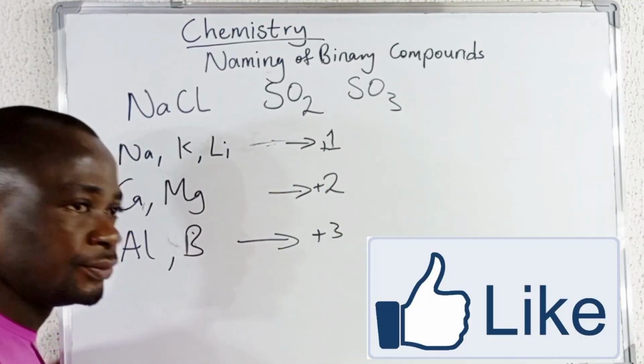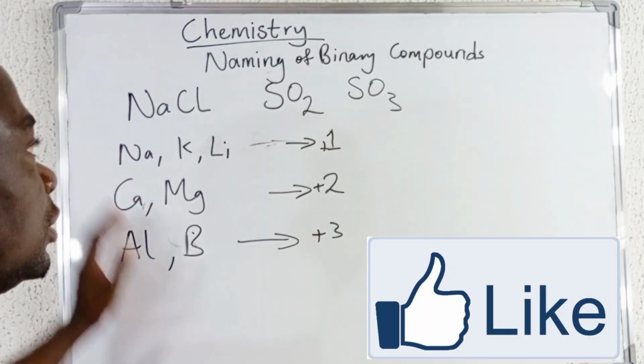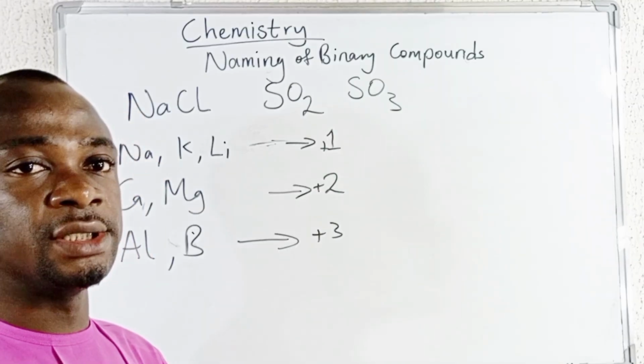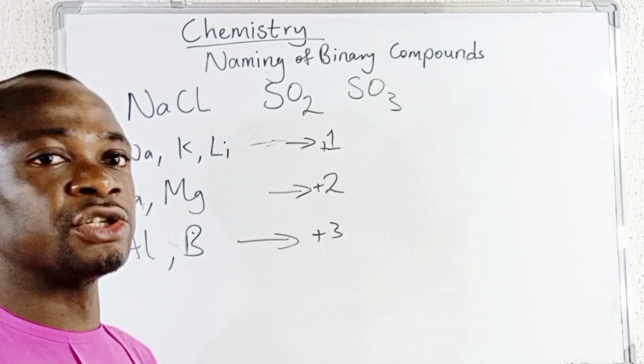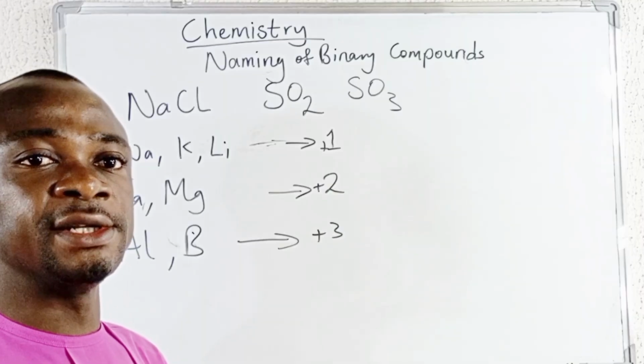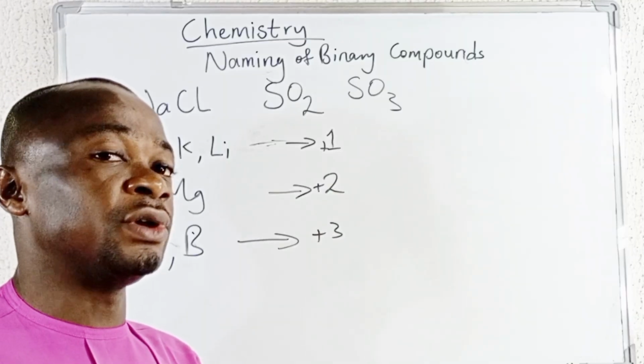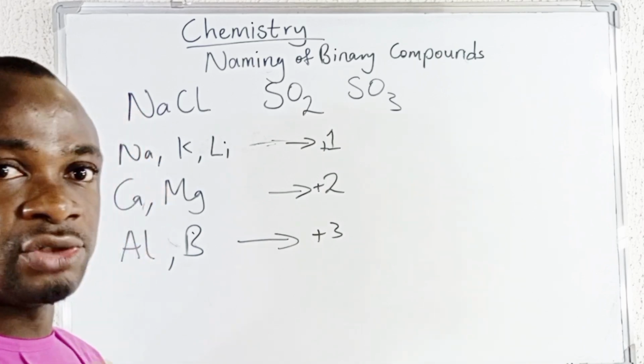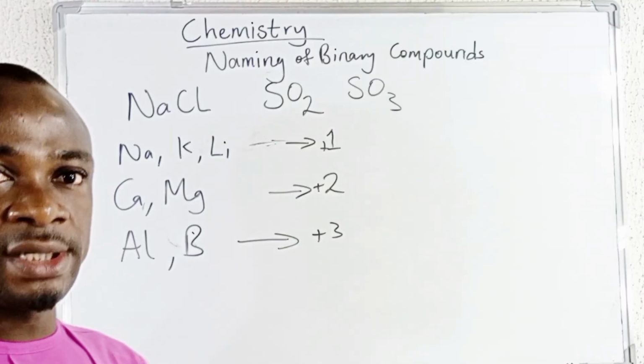Plus three. Naming any of these, you don't necessarily have to include the oxidation number. You don't need it. The only time oxidation number is needed is when you are naming elements with variable oxidation states, like transition elements. That is rule number one. Name the most metallic part first.